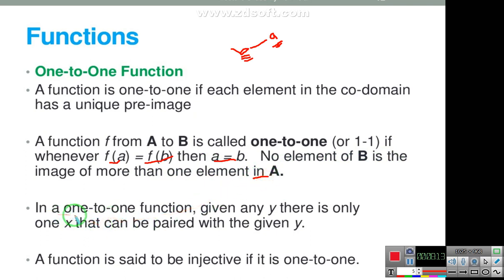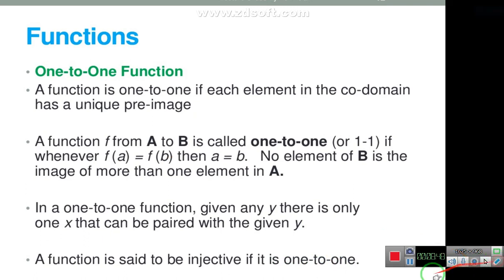Also can be defined in a one-to-one function: given any y, there is only one x. It means for a y there will be only one x that can be paired with the given y. We will see later on in example, so you will understand it better. Now keep in mind, a function is said to be injective if it is a one-to-one function, which has a unique image.